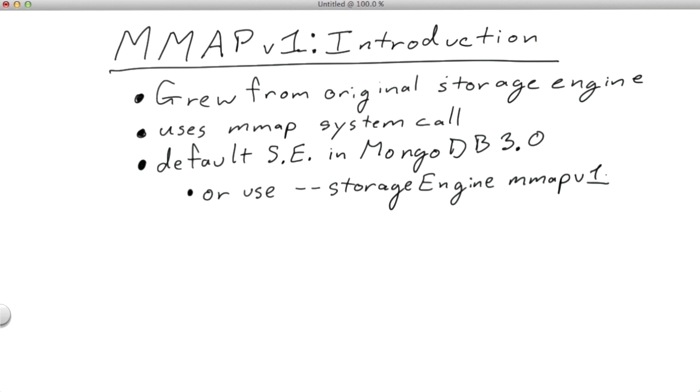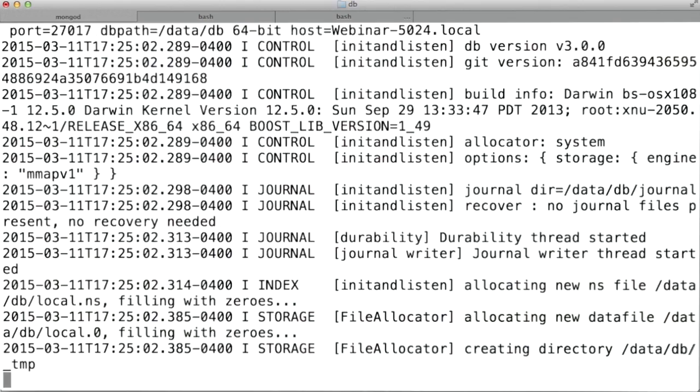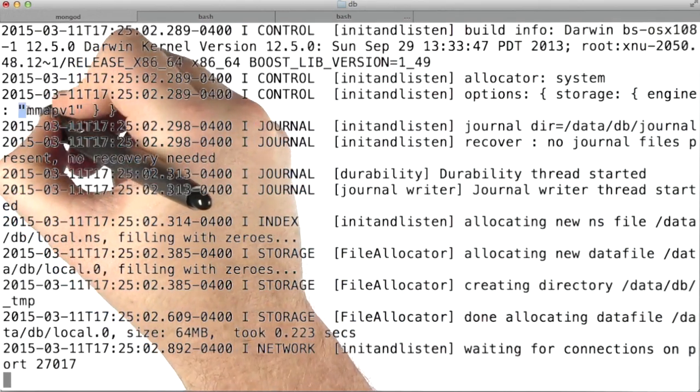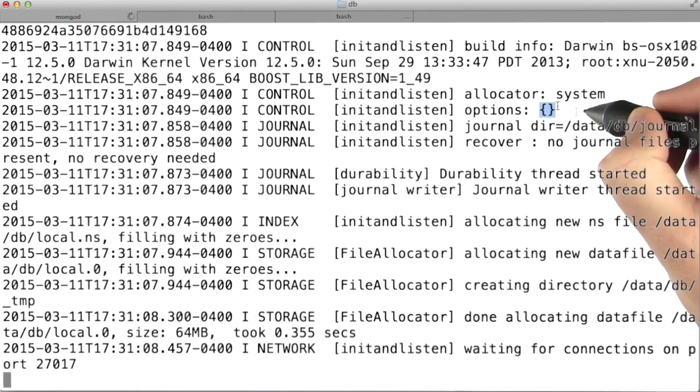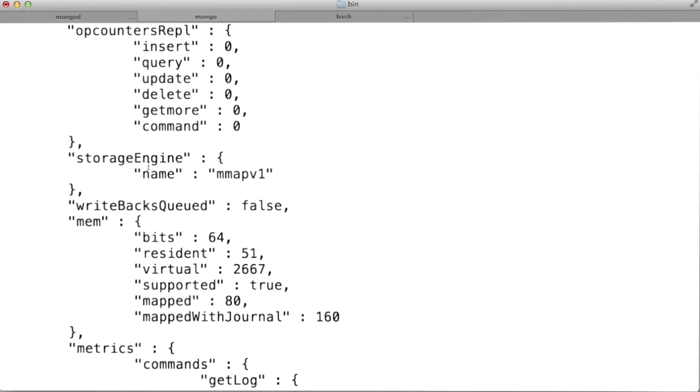So MMAPV1 is the default storage engine in MongoDB 3.0. But you can also use --storageEngine mmapv1 to invoke it. Let's take a look. When I run MongoDB with --storageEngine mmapv1, I can see explicitly that the storage engine is mmapv1 in the logs. If I don't explicitly specify the storage engine when I run my server, it won't be obvious in the options document. However, I can still find out what my storage engine is by connecting with the shell. I run db.serverStatus, look for the storage engine, and there it is, mmapv1.